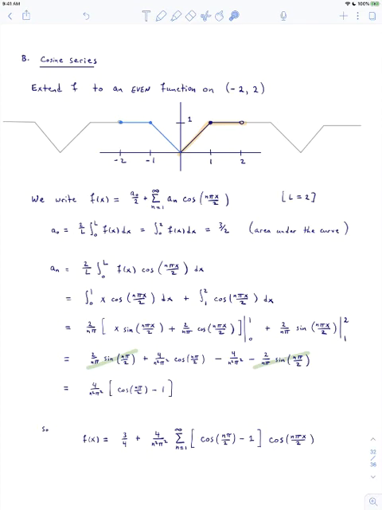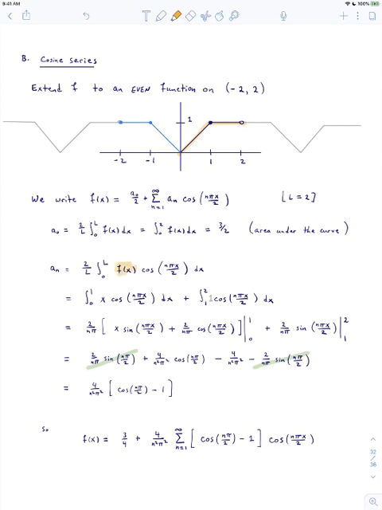Now, for n bigger than 0, it's 2 over L times the integral from 0 to L of f at x times the cosine term, cosine of n pi x over L. L is equal to 2 here. So again, we divide it up into two parts. We have the integral from 0 to 1, where it's x, and then from 1 to 2, it's 1. So I guess once again, I could just put in the 1 here.